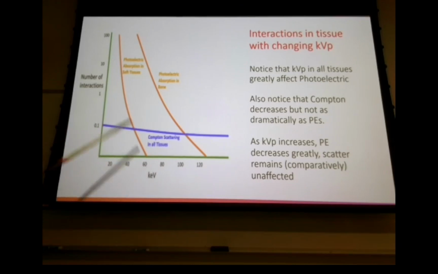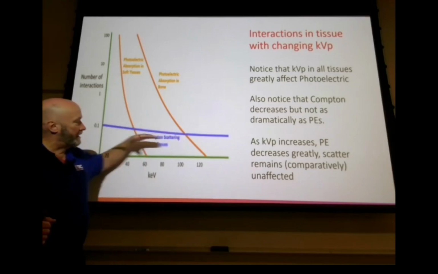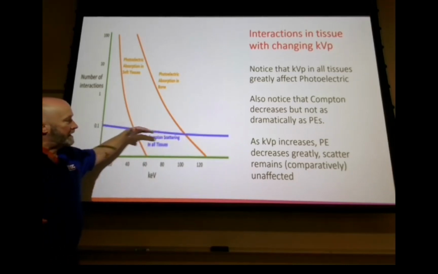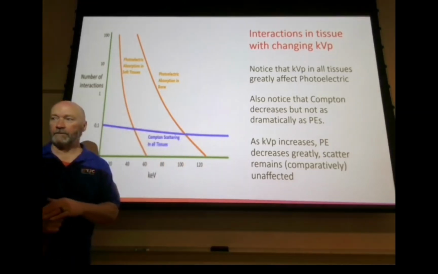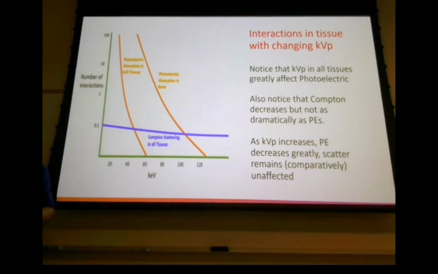That's in bone versus soft tissue. It's universal. But what about Compton scattering in all tissues? If you look at this line, does it change? Goes down a little bit. It goes down, but is it nearly as dramatic as those two? No. And the answer is no.